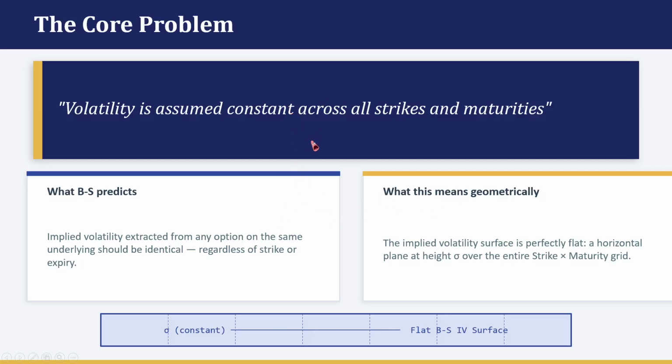Geometrically, this means that the implied volatility surface, when we put the strike on one axis and the maturity on the other, should be completely flat, like a boring horizontal line. That's what you see on the left. Every cell reads 20%. That's the world Black-Scholes lives in.